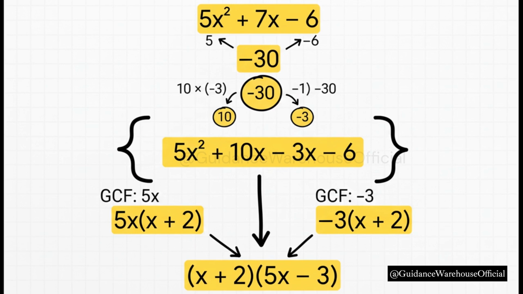From the first pair, 5x squared and negative 3x, we can pull out an x, leaving 5x minus 3. From the second pair, 10x and negative 6, we can pull out a positive 2, which also leaves 5x minus 3. And look at that! The 5x minus 3 is now a common factor. We pull that whole thing out to the front, and our final answer is 5x minus 3 times x plus 2.